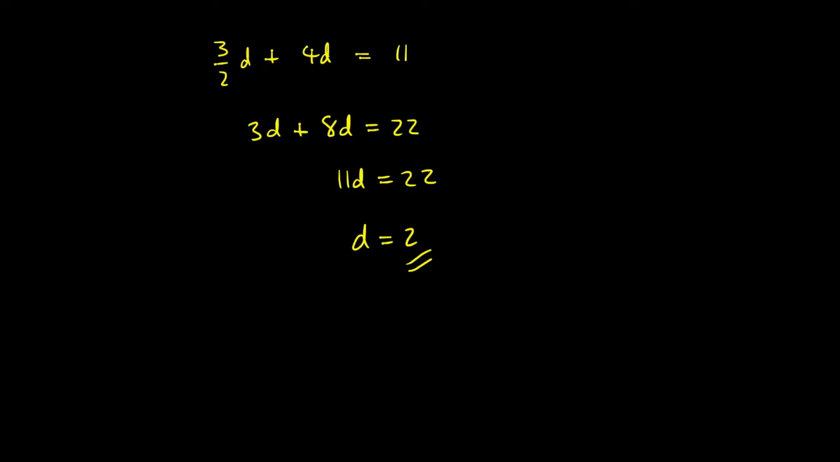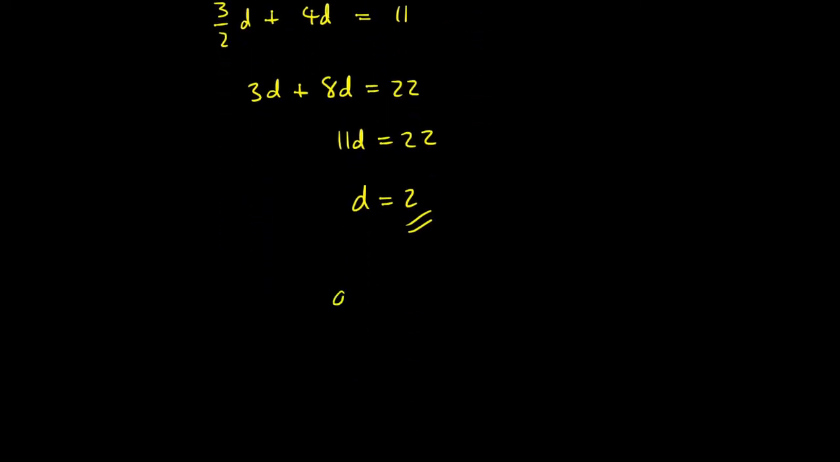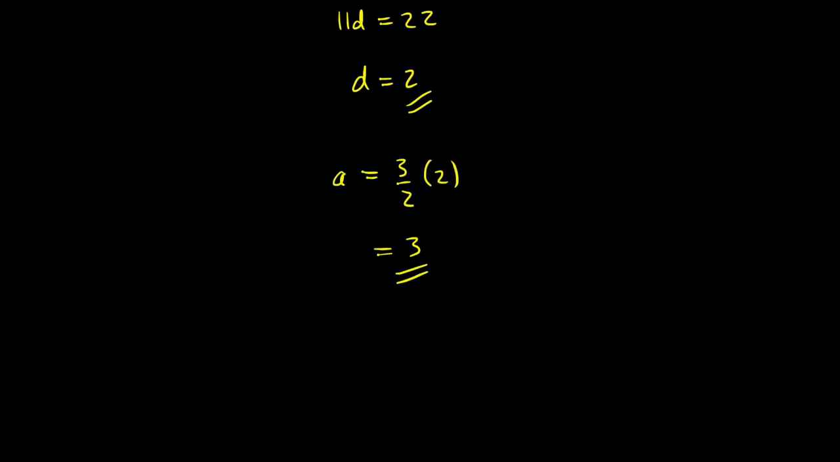And if d is equal to 2, then we can substitute that in. a is 3 upon 2 times d. a is equal to 3 upon 2 times d, which is 2. Therefore, a is equal to 3. Okay, so those are our answers. a is 3, d is 2.